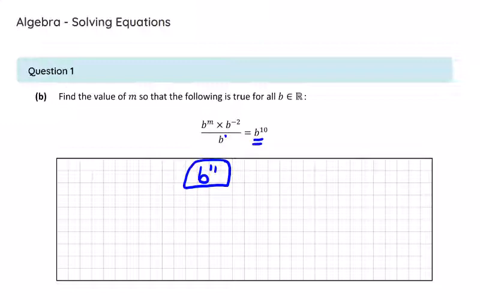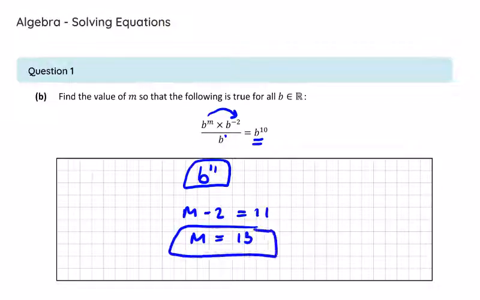So b has to be 11, and we're adding m and minus 2. m minus 2 equals 11. m would have to be 13, as you can see here. Nice easy solving equation question to start if you know your rules of indices.